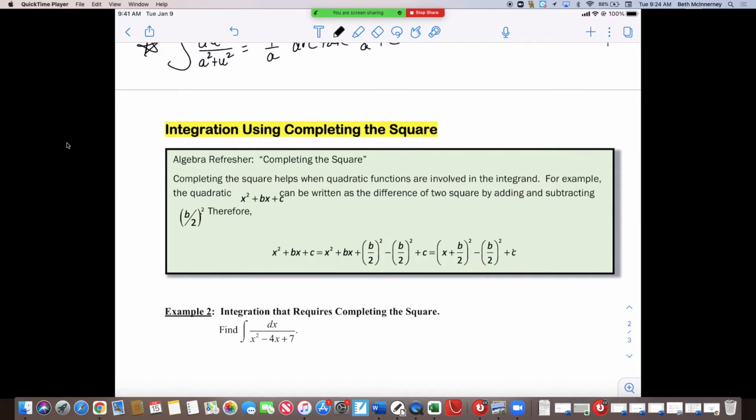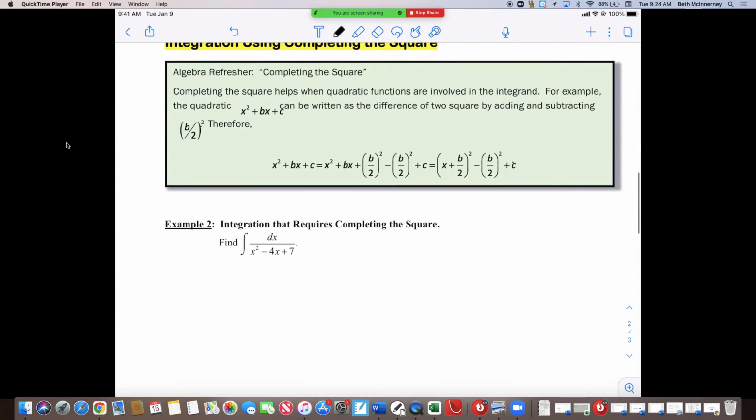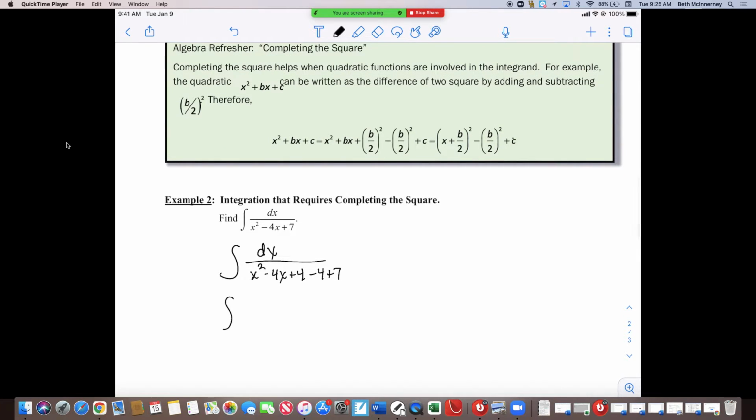So when I look at example 2, and it says find the integral of dx over x squared minus 4x plus 7, there's no long division for me to do, and I don't have a u substitution that I can do. So watch this. If I complete the square, I would take half of negative 4, which is negative 2, and I would square it. So this becomes the integral dx over x minus 2 squared plus 3.